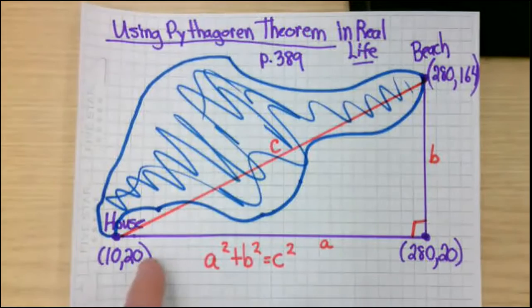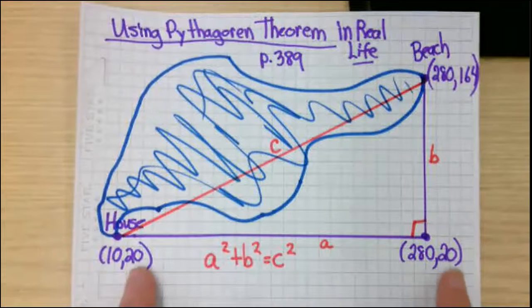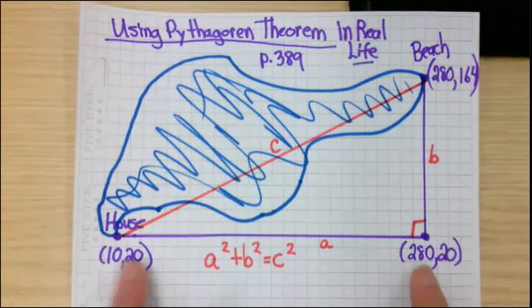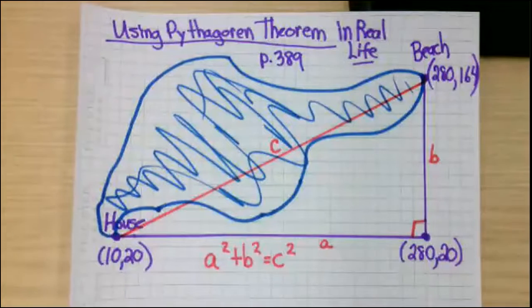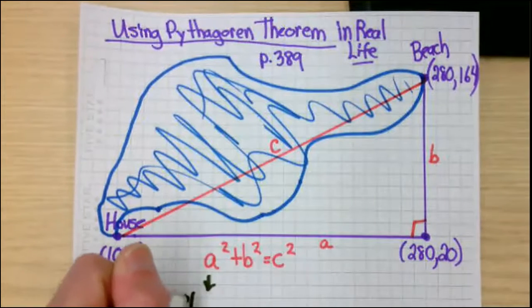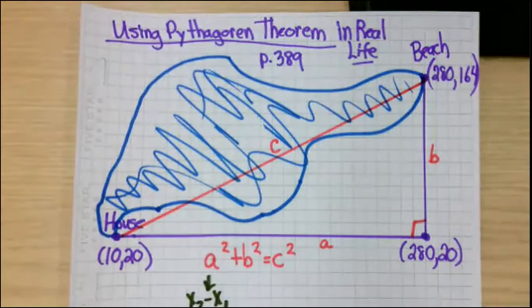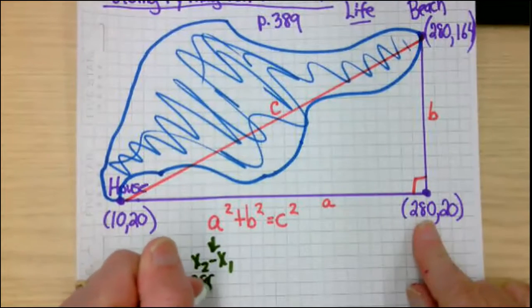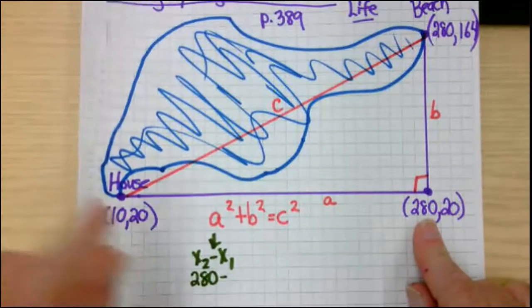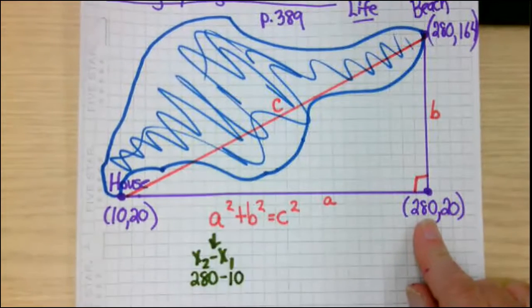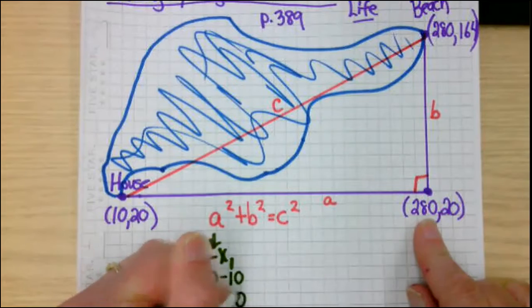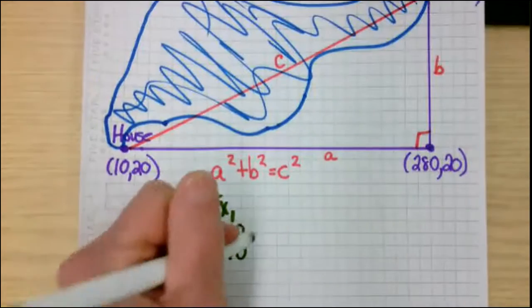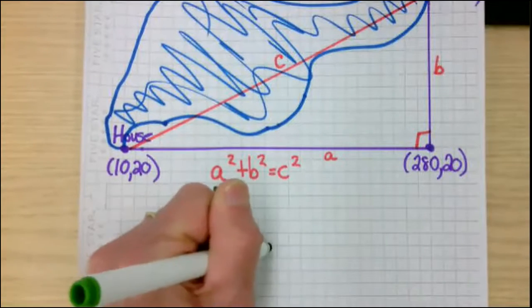To figure that out, I have to count, right? But I can't just count because I didn't do this to scale, did I? So I can see that the y coordinates are both 20 because we haven't moved up or down, but the x coordinates are different. So the distance is really x2 minus x1. See that? Now you can. So 280 minus 10. 280 minus 10 is 270. That is our distance, so that's 270 squared.